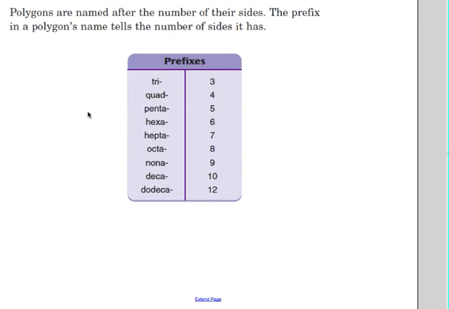Now, polygons are named after the number of their sides. The prefix in a polygon's name tells the number of sides it has. Study the prefix box. You'll recognize many of them. Tri means 3. Think triangle. We've got quadrangle, pentagon, 5 sides, hexagon, 6 sides, heptagon, 7 sides, octagon, 8 sides, nonagon is 9 sides, a decagon is 10 sides, or a dodecagon would have 12 sides.